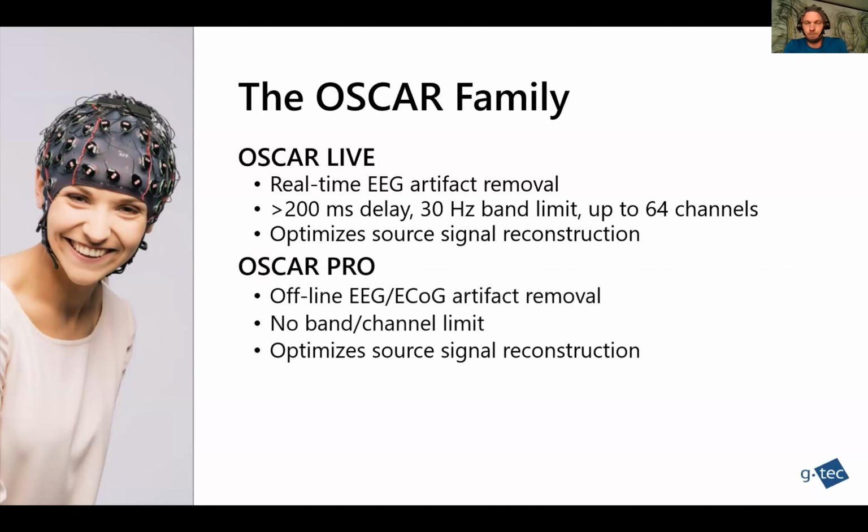Then we have OSCAR Pro. If we are not bound to an online scenario, but we really want to clean the data, we can do OSCAR, not online, but offline. Still, we have an O here, so that's correct. It's offline EEG or ECoG artifact removal. And here we don't have any limits because we don't have any real-time constraints. We have larger processing windows. We can go up in the bandwidth. So there is really no band or no channel limit. You can process all the data as you get it. And again, OSCAR Pro obviously is dedicated to optimize source signal reconstruction. So we want to reconstruct what's underlying underneath the artifacts.